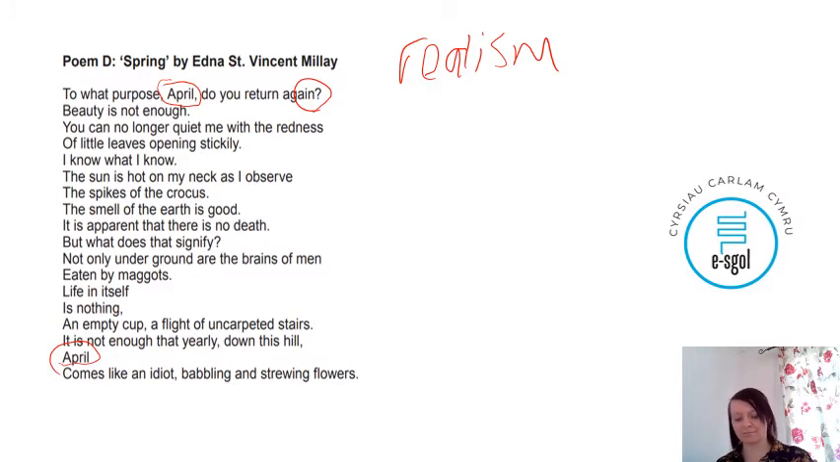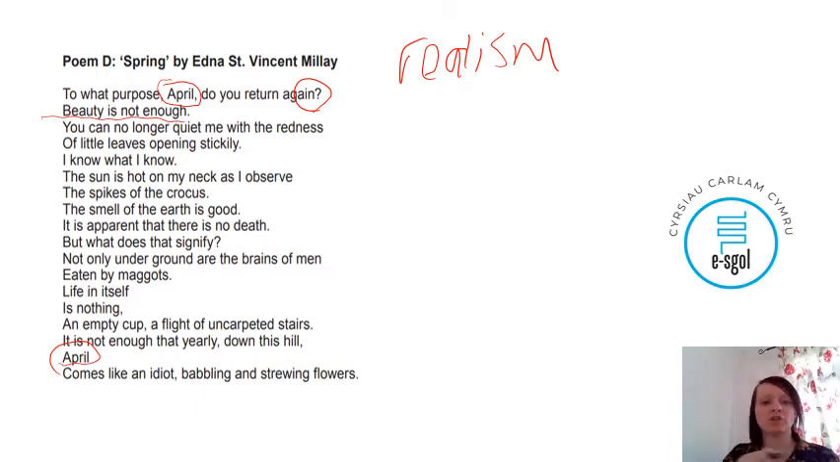But interestingly, by naming spring as April, she's actually giving an inanimate thing, spring, a woman's name. So almost bringing in this sense of a connection through personifying spring as a person here, okay? And then you've got that kind of harsh statement of beauty is not enough, okay? As in beauty isn't enough of a reason for the seasons to return, okay?